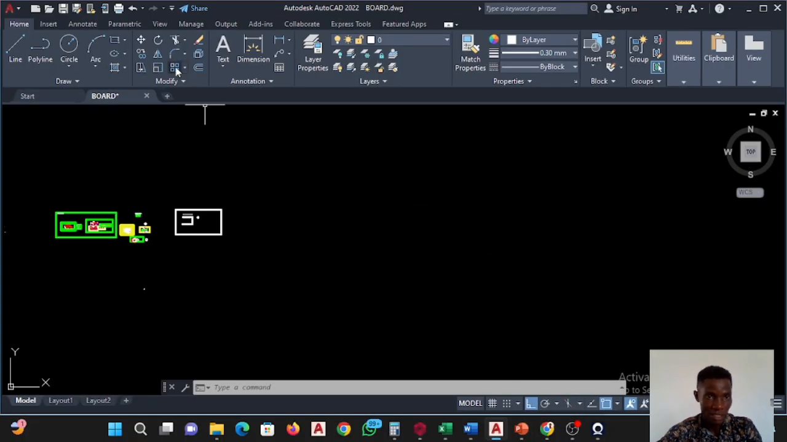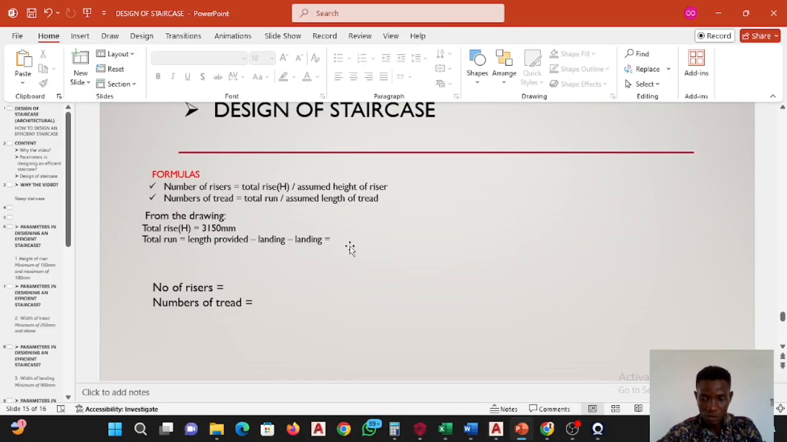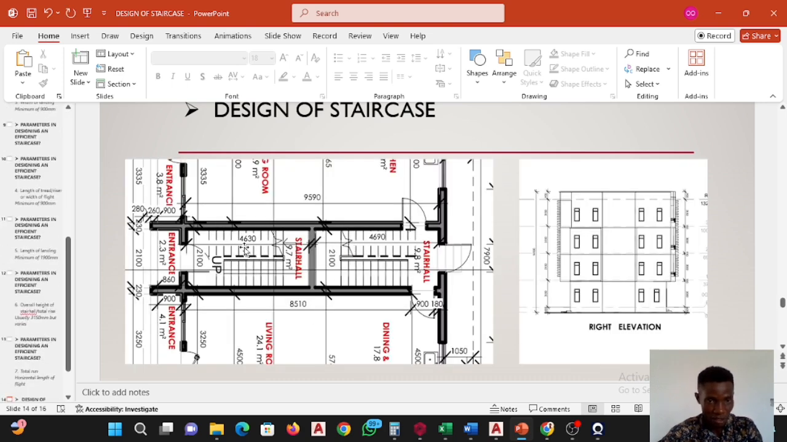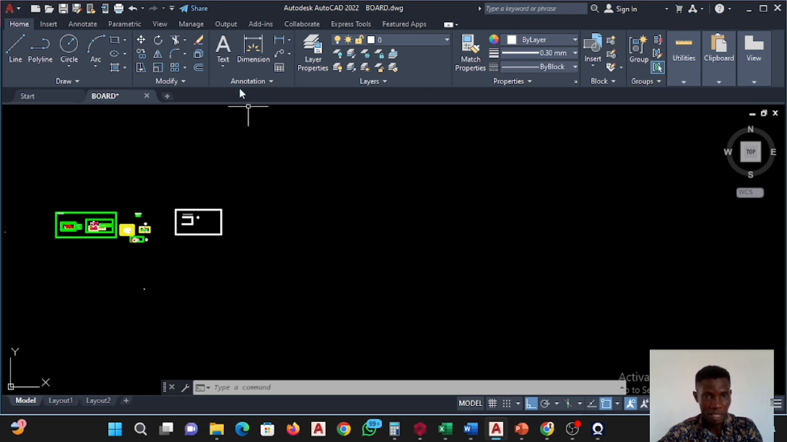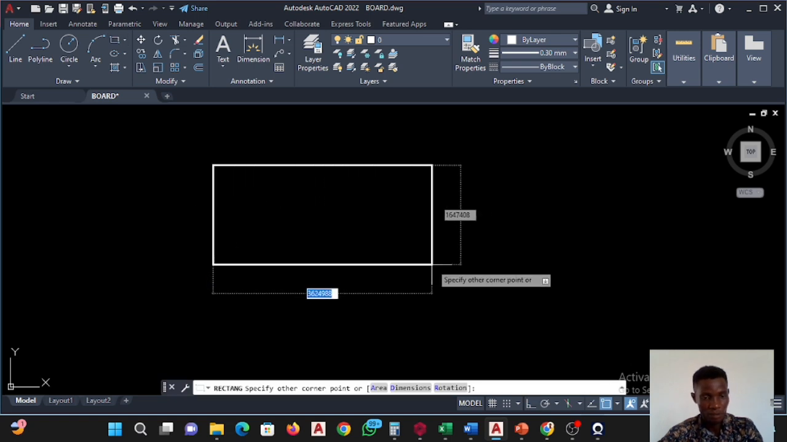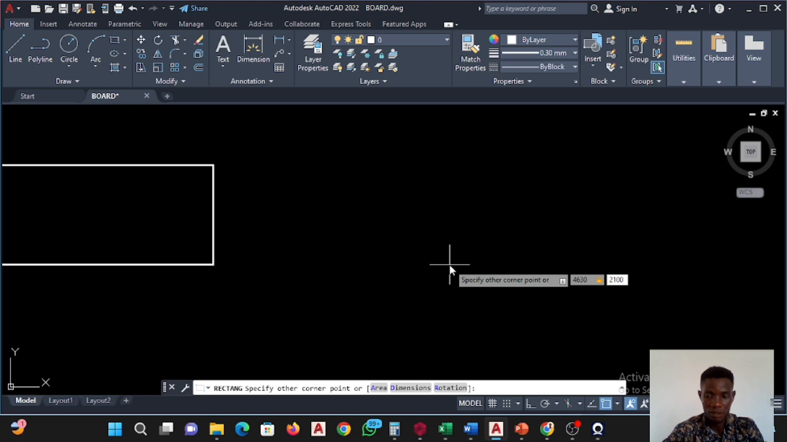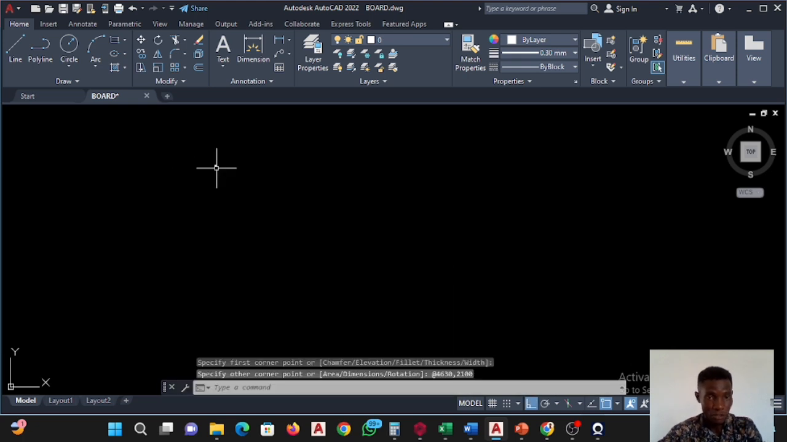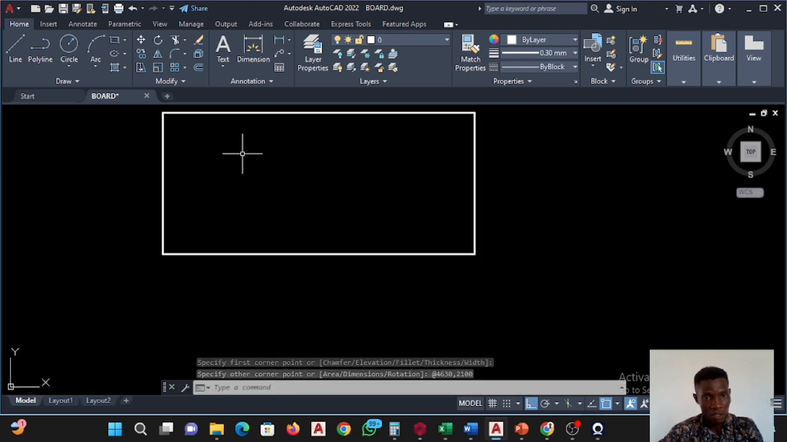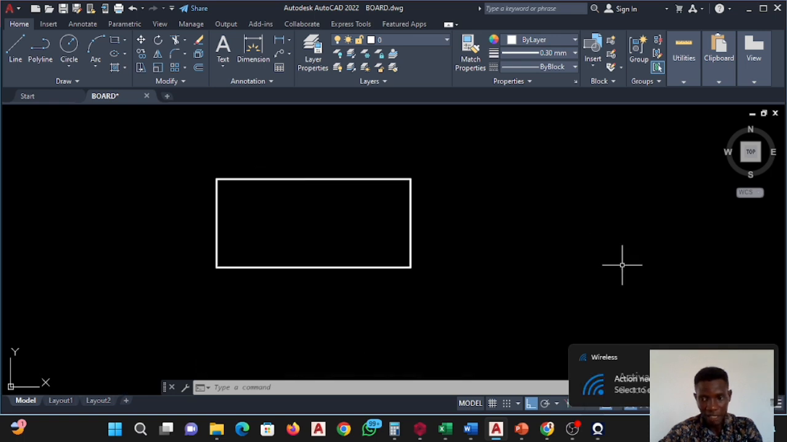So from what the architect gave us, we have 4630 by 2100. Now let's draw something out for that. Let me select my triangle. So I can have 4630, 2100. These are the inner dimensions the architect gave us, right? So from here I can have my flight. So this is 2100.